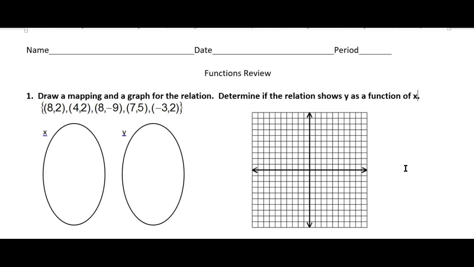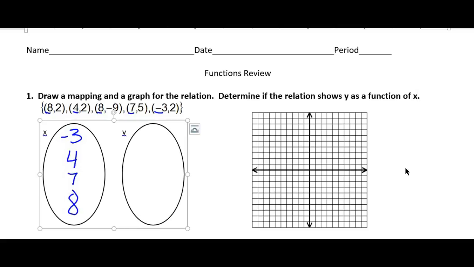Alright, functions review. We'll start out with number 1, draw a mapping and a graph for the relation. Determine if the relation shows y as a function of x. First, let's start with the mapping. We're going to list all of our x values in numerical order without repeating any. So -3 is our smallest one, 4, 7, and 8.